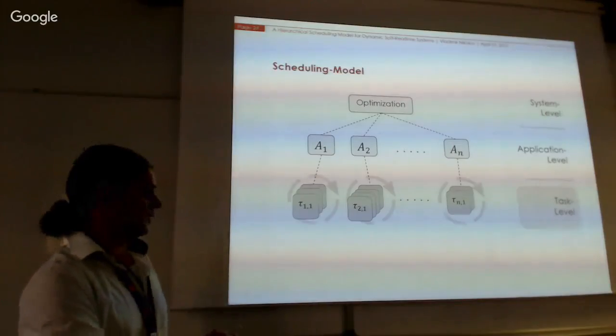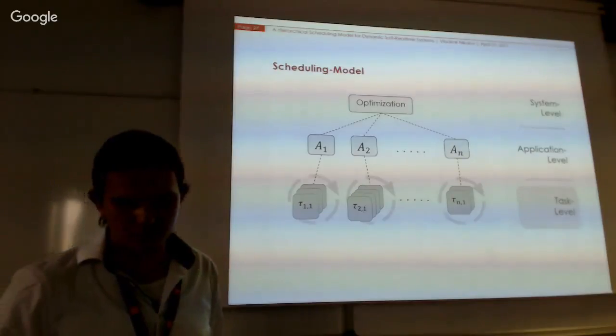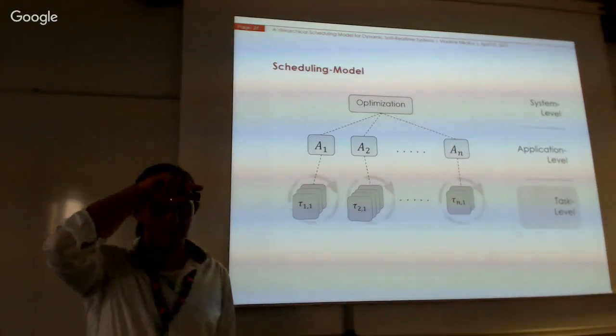A short overview of how this functions. At the task level, we have the task scheduler, one per application, and they control the execution of the tasks with release deadline first, which makes things easier. We'll talk just a little bit about this.